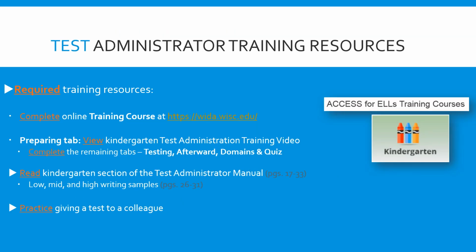Test administrators must complete the training course for the Kindergarten Access. You can complete that course at weta.wisc.edu. Under the Preparing tab, view Kindergarten Test Administration training video and complete the remaining tabs, Testing, Afterward, Domains, and the quiz. Read the kindergarten section of the Testing Administrator's Manual, pages 17 through 33, and low, mid, and high writing samples, pages 26 through 31. You can practice giving the test to a colleague before giving the test to a student.